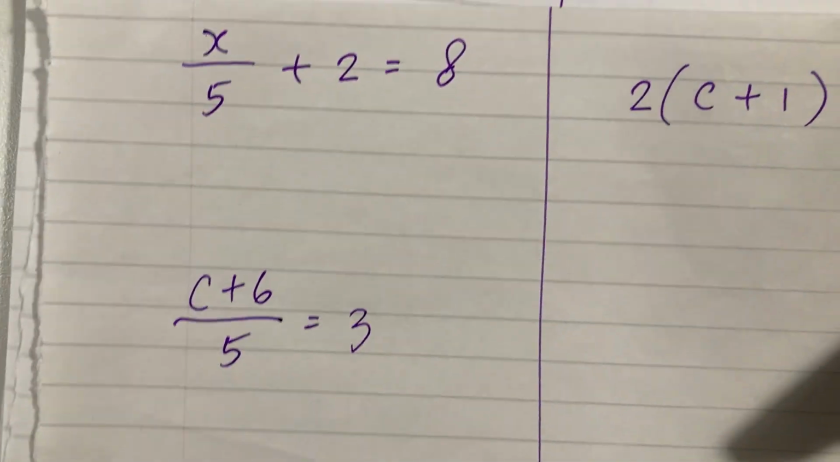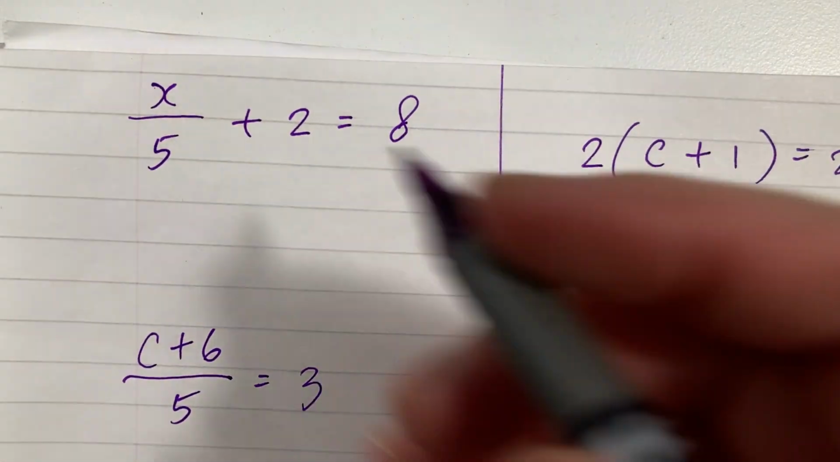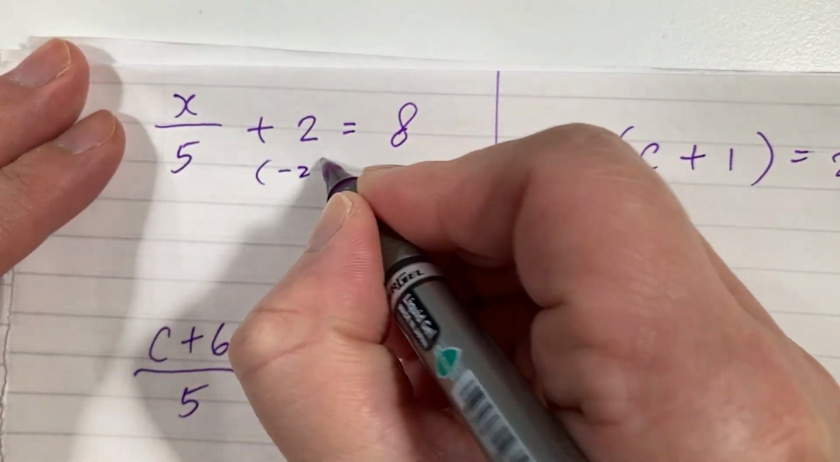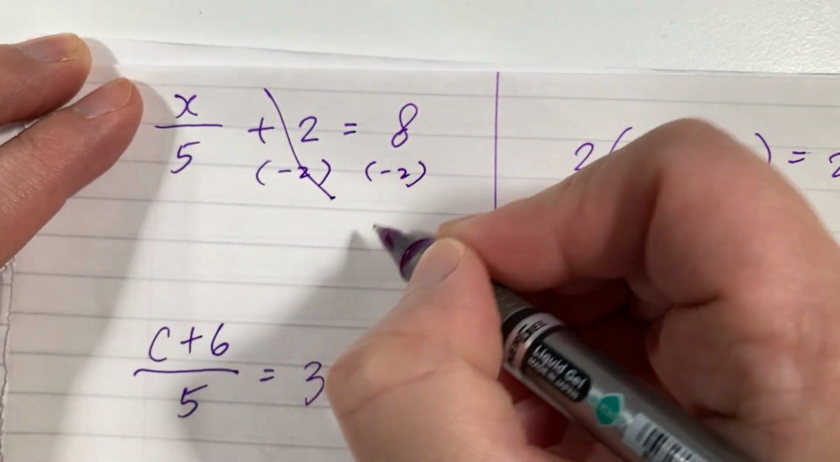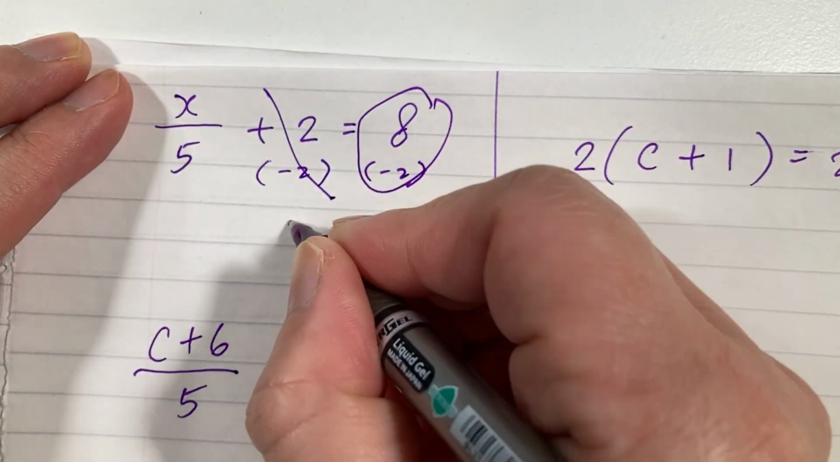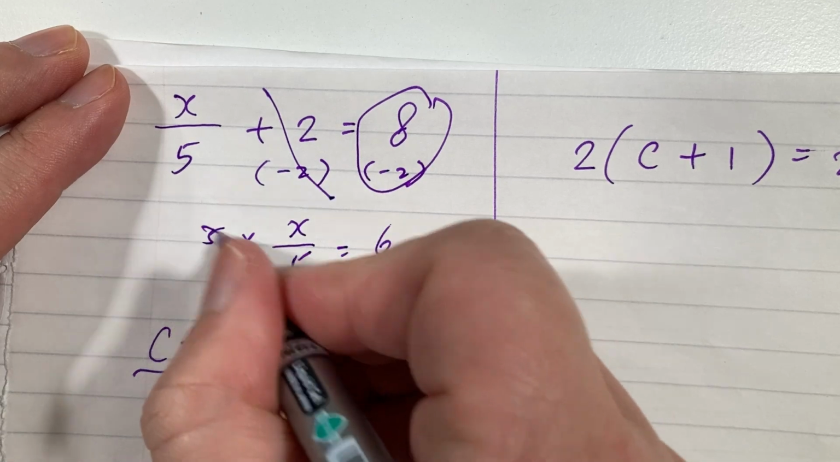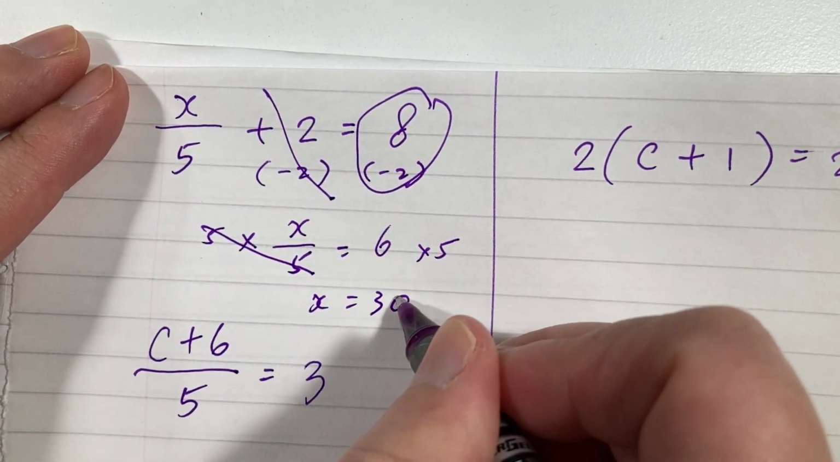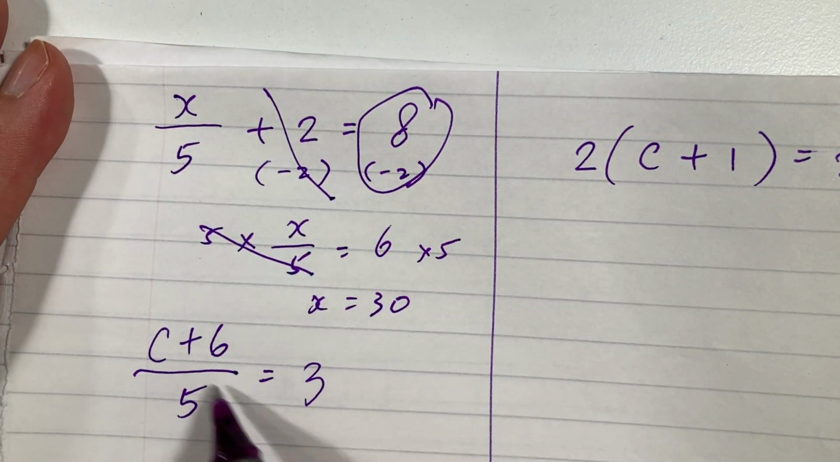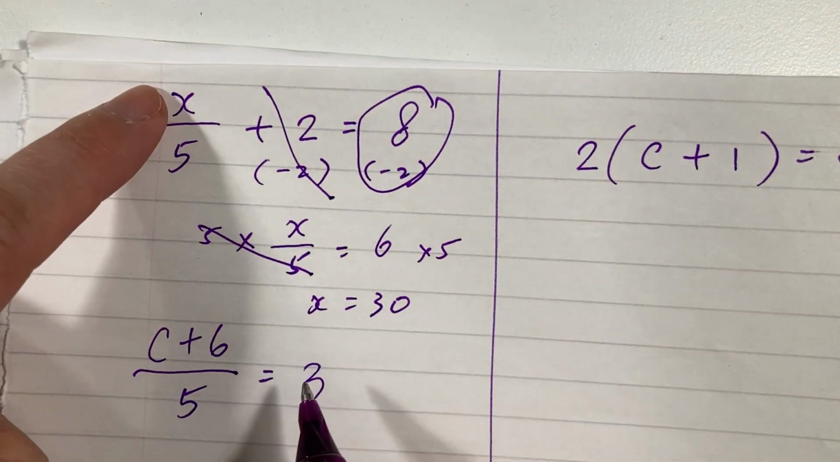That one, if I have x divided by 5 add 2, so take away 2 on both sides, gone. That becomes 6, x divided by 5. I times both sides by 5, gone. x equals 30. Same as this one, but this one I need to times it by 5 first. You can see the order is different.